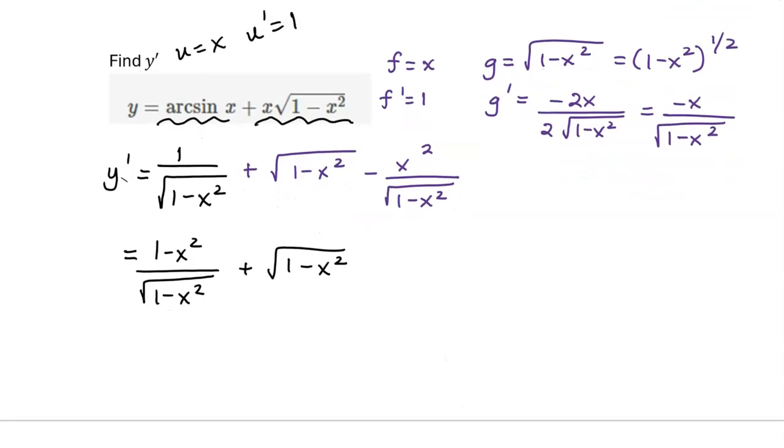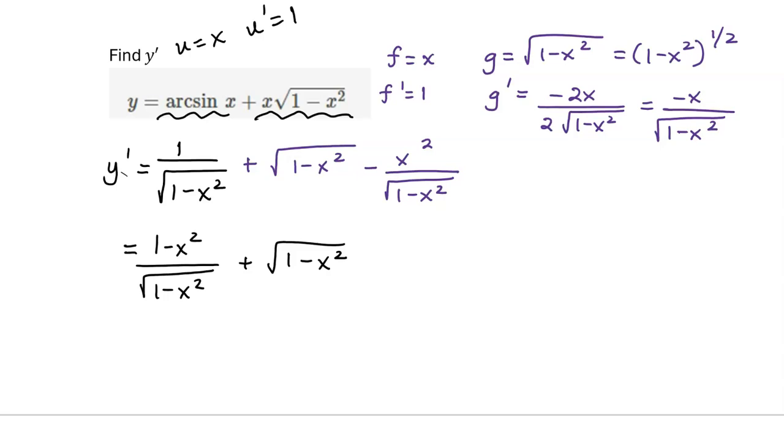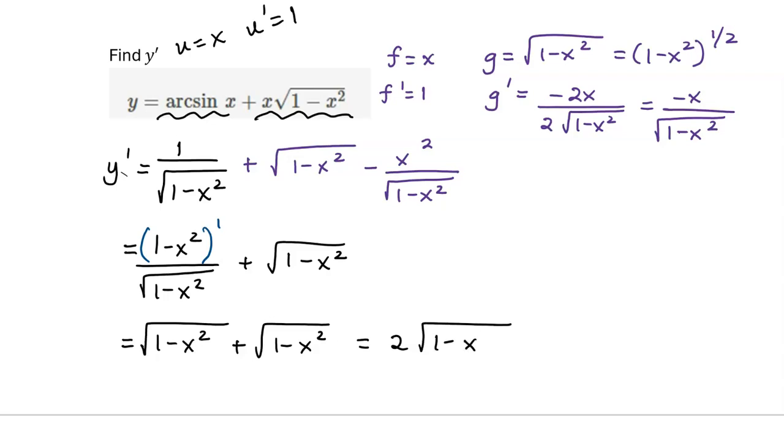And then I can simplify this first term because all of this here in the numerator is raised to the first power, and it's divided by the same thing raised to the 1/2 power, which will just leave me with 1 minus x squared raised to the 1/2 power, which is added to itself to leave us with a final answer of 2 times the square root of 1 minus x squared.